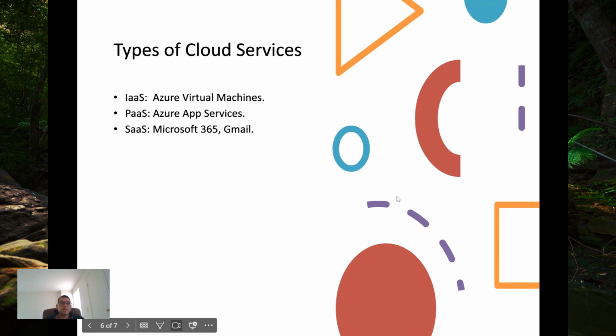Okay, so now let's understand the types of cloud services. There are three types of cloud services available in the Azure platform. That is infrastructure as a service, or we call it IaaS, platform as a service, that we call PaaS, and software as a service, that we call SaaS. So there is a difference between these three services.